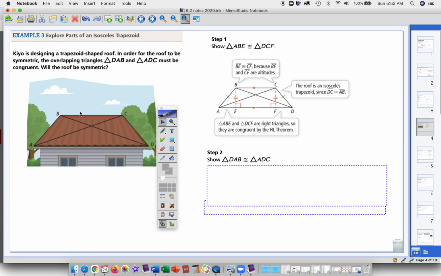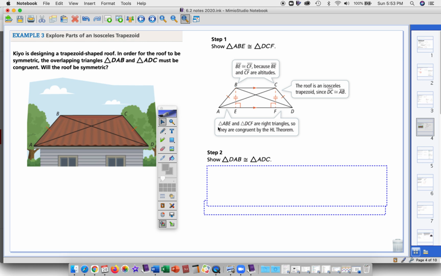A trapezoid is a quadrilateral that has one pair of parallel sides, and only one. That's its definition. That's what sets it apart from parallelograms. In parallelograms, both pairs of opposite sides are parallel. For a trapezoid, you only have one pair of parallels. When the non-parallel sides are congruent, we call it an isosceles trapezoid.